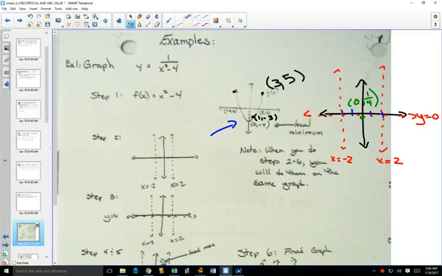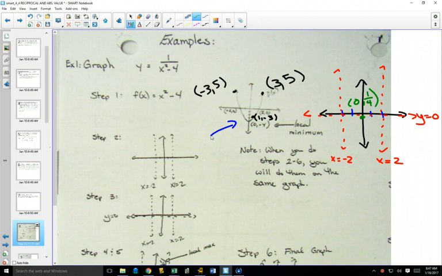3, comma 5. And over here you would have negative 3, comma 5. So it's not hard to find a bunch of points on your original graph. And once you have a bunch of points on your original graph, you can plot them on your reciprocal graph.